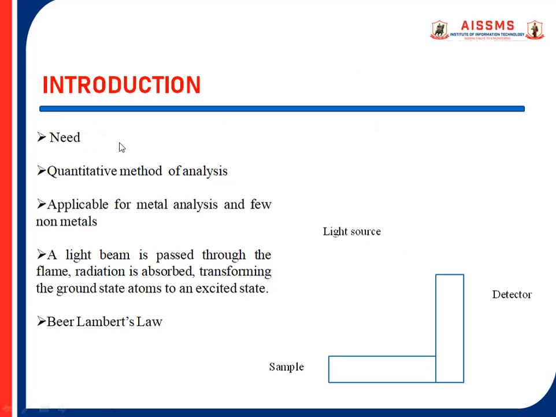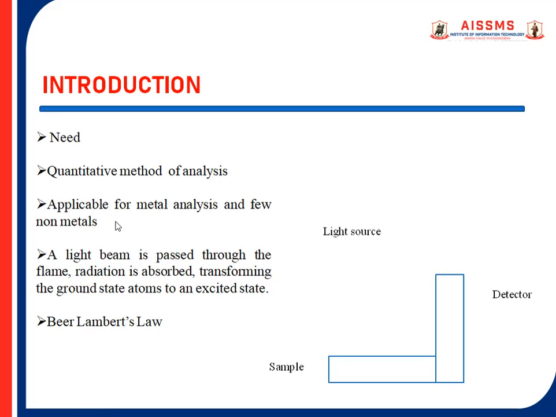Need of AAS. Transition metals require high energy for their excitation, which is not provided by the flame temperature. So, a specific lamp of the element to be determined is needed to provide light of a particular wavelength to cause excitation of transition metallic elements. It is a quantitative type of method. AAS is used for metal analysis and a few non-metal analyses.